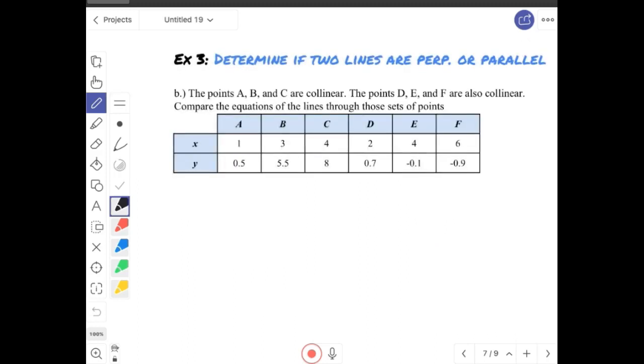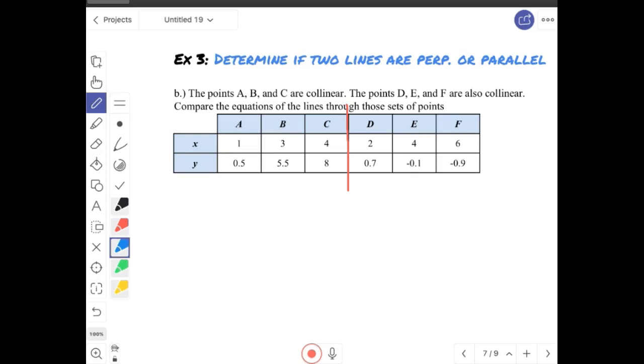Next one, same sort of problem, only we're looking at a data set. So the points A, B, and C are collinear. Remember from geometry that collinear means that those are points that are on the same line. The points D, E, and F are also collinear. So really this table right here is split in two. So the left-hand side is one line, the right-hand side is another line, and we would like to see the relationship between those two things.